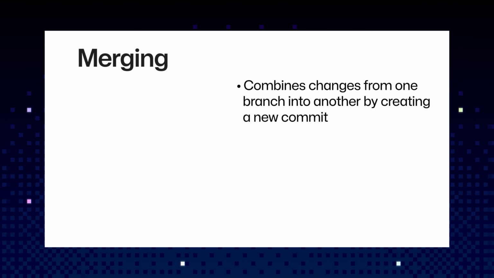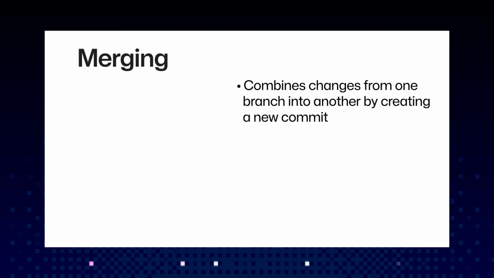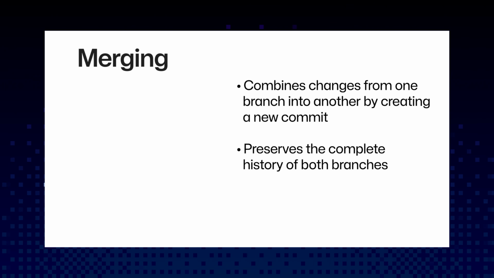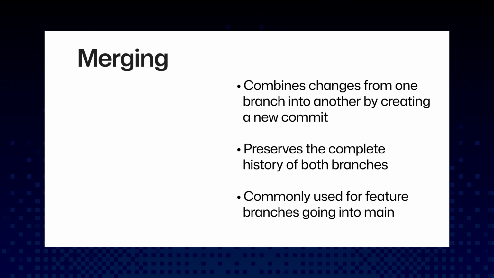Now, what are the differences between merging and rebasing, and when do you use each? Merging combines changes from one branch into another by creating a new commit that ties both histories together. It preserves the complete history of both branches. You merge when you want to preserve the full history of how work happened, very common for feature branches going into main.